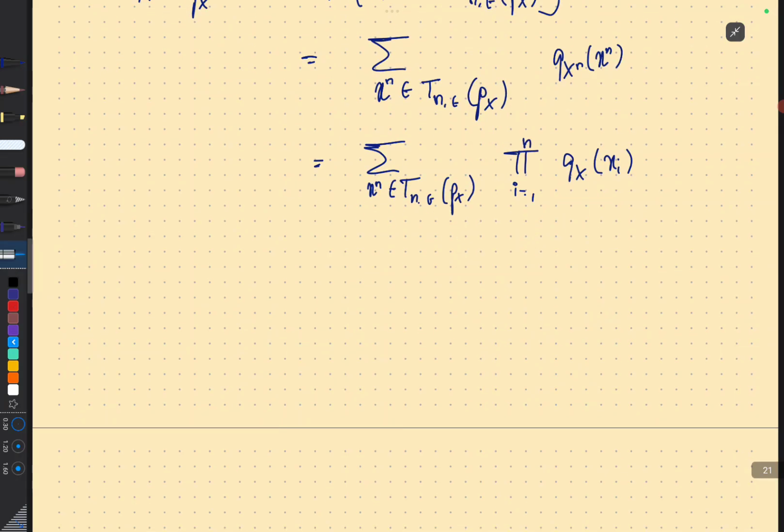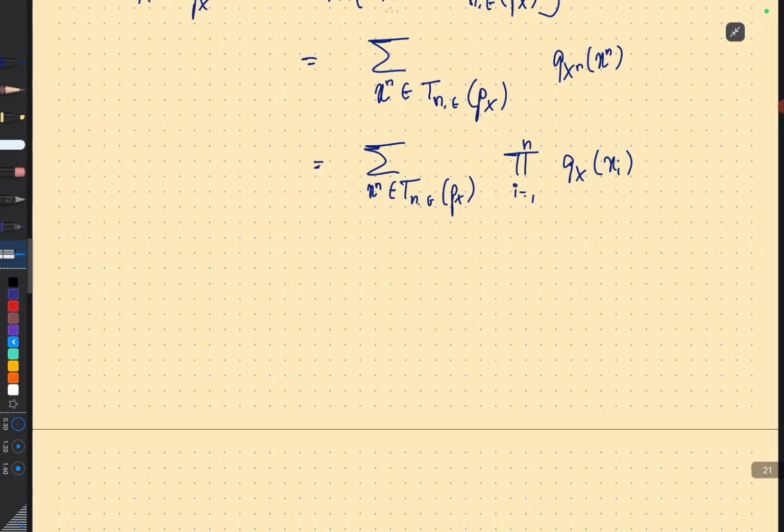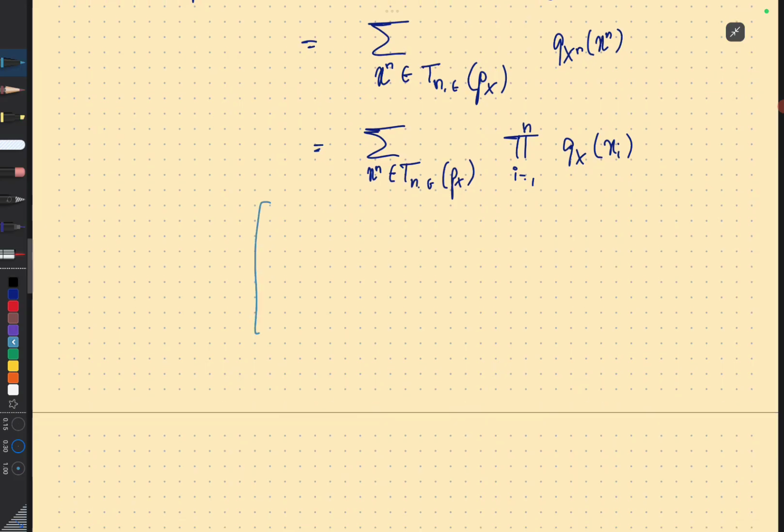Let's take a simple binary example to see how this would look. Let's say I have the following sequence, 1 0 0 1 1 0 0. Then this is my xn. My qx of xn would be qx of 1 times qx of 0 and so on, qx of 0. That's one way of writing the probability of occurrence of this particular sequence 1 0 0 1 1 0 0.